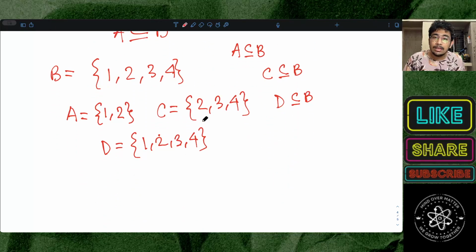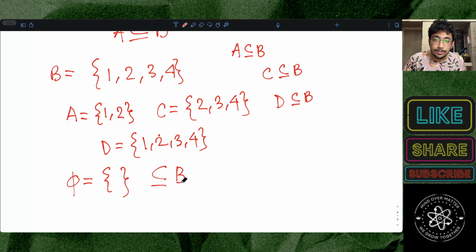Another important thing is that phi, which has nothing in it, is also a subset of B. Grasp this concept: phi has nothing in it, so you don't have to worry about its elements being in B or not. It has totally nothing in it. So B can have phi in it.